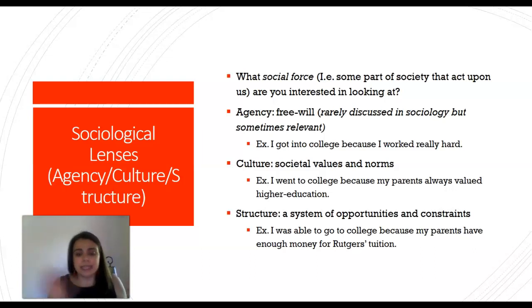So we're going to routinely come back to these ideas in our class. And when we think about different topics like gender or race, we're going to think about what's the cultural explanation, what's the structural explanation for this. So this is important information we're gonna repeatedly come back to.